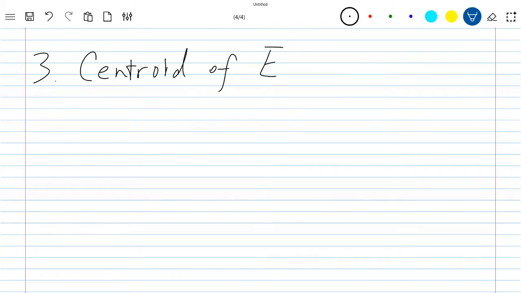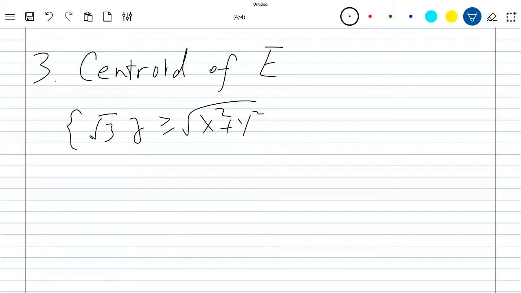Okay. The third example is to find out the centroid of a domain. Centroid means the center of mass, assuming the density is constant. So this time, this E is defined by square root of 3 times z is greater than or equal to square root of x squared plus y squared, and x squared plus y squared plus z squared is less than or equal to 1.